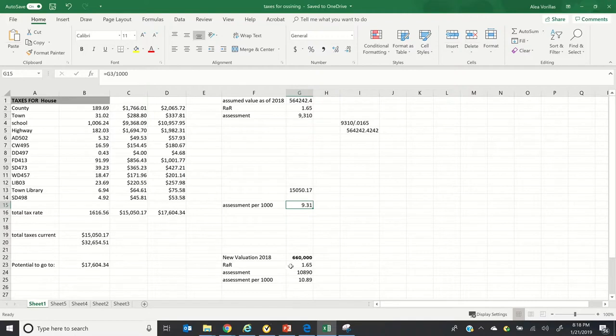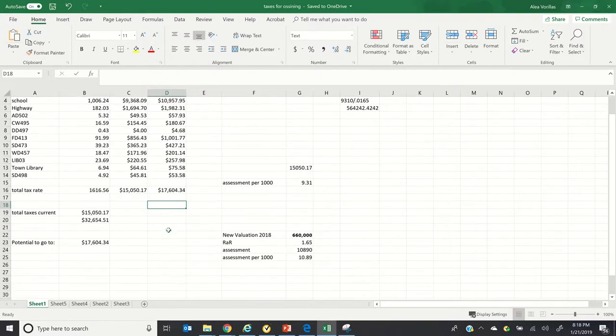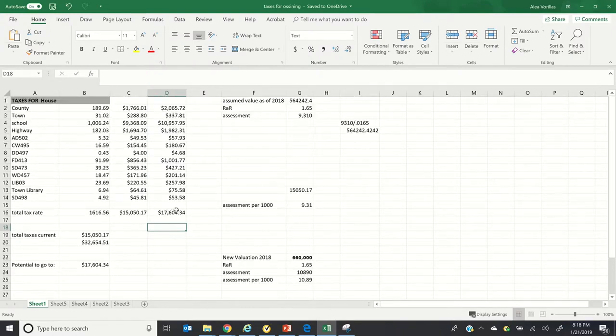Now, for a new valuation, if you're buying a home for $660,000, you want to figure out what your taxes will go up to. You simply multiply the total tax rate by the assessment per thousand for the new valuation. And that'll show you that your taxes could potentially go up by about $2,500. So it could go from $1,500 to $17,604. So good to know. In a worst case scenario, that's what it'll go up to. That's pretty much it in a nutshell.